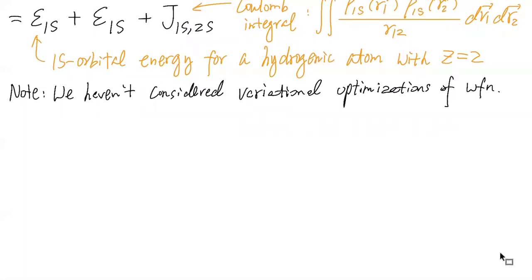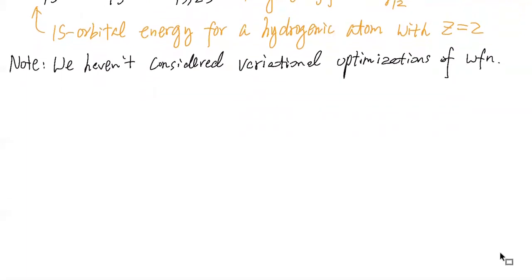Okay, now this is the ground state. Next, let's look at a very simple triplet. So let's consider this configuration. You have 1s alpha and 2s alpha. Okay, this is of course a triplet. 1s alpha, 2s alpha.